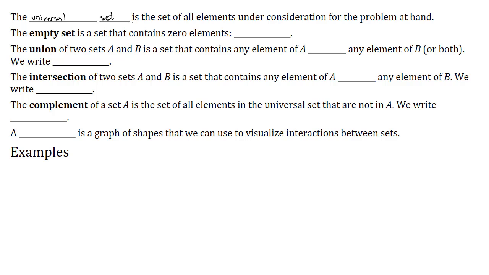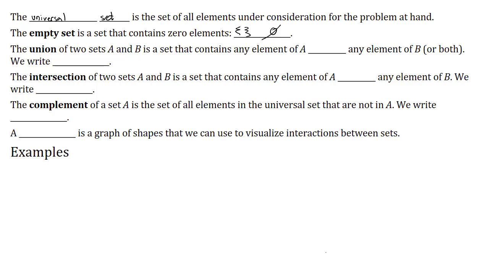So if we're only working with numbers that are less than 100, the universal set is all the numbers from 1 to 100. The empty set is a set that contains 0 elements. So if we put it in the squiggly brackets, it's going to have nothing in the squiggly brackets. It's often abbreviated, though, with a circle with a slash through it, meaning the empty set.